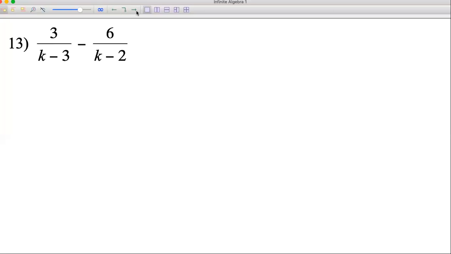So what's the answer? I like the circling thing because it makes you visually look at what you're doing. I'm doing 3K minus 6K. Same or different signs? They're different. Add or subtract? Subtract. Different. Subtract.